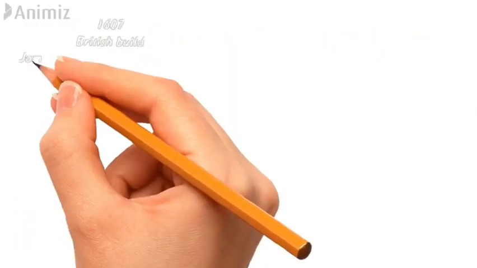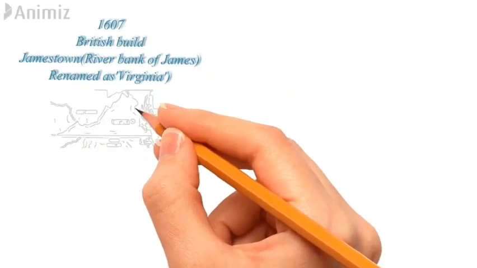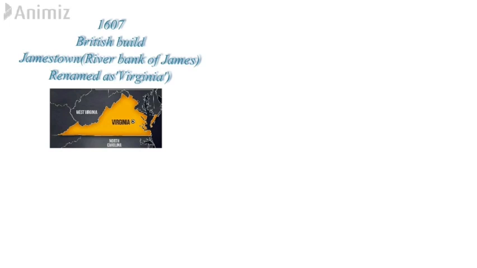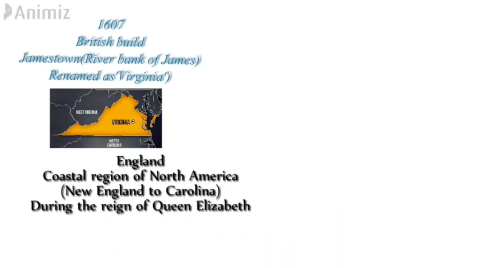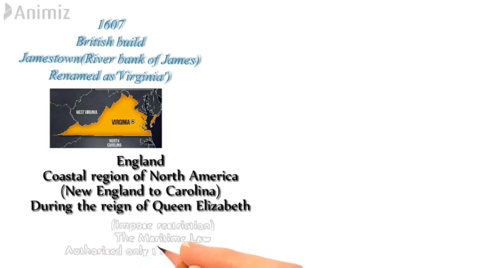In 1607, the British built Jamestown, a colony on the bank of the River James. Later, the same colony was renamed Virginia. Afterward, England established its colonies in the coastal region of North America, stretching from New England to Carolina. Along with earning commercial benefit, the welfare of the home country was added to the colonial intention during the reign of Queen Elizabeth. To suit its colonial interest, England began to impose restrictions.